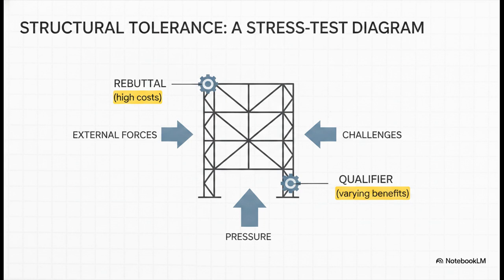The real strength of the Toulmin model isn't just in making some bold claim. It's in acknowledging its structural tolerances. As our source highlights, we absolutely must include the rebuttal, noting that initial installation costs for green roofs are higher than traditional ones. And we also have to include the qualifier, admitting that the benefits might vary depending on the building's design and location. By outlining these limitations up front, the argument doesn't shatter the second it's challenged. Instead, it flexes, and it survives.